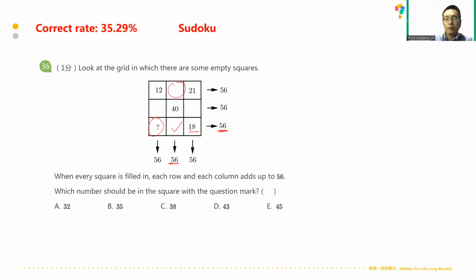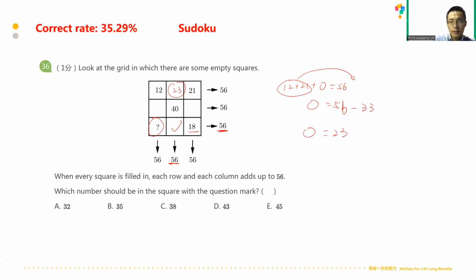We can, yeah, because at the top row, 12 plus circle plus 21 is 56. So circle is 56 minus these two added up, which is 33. So move 33 to the other side: minus 33, and the circle will be 23. So the circle here is 23.